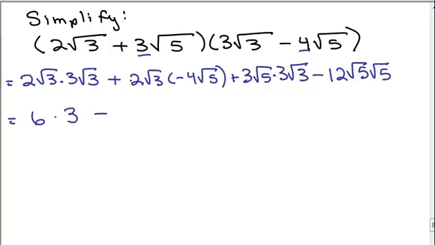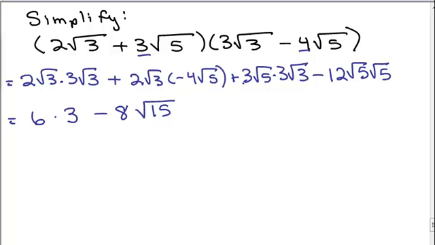For this next one, I have a negative sign, right? I have a plus, and I'm multiplying a positive times a negative. So a minus 2 times 4 is going to be 8. And square root of 3 times square root of 5, that's a square root of 15, right?